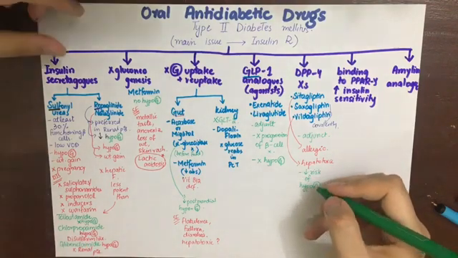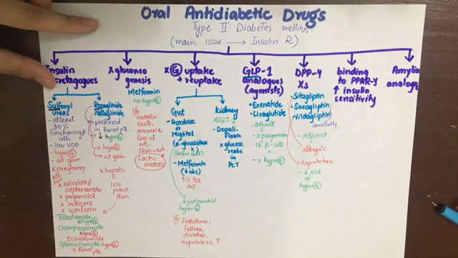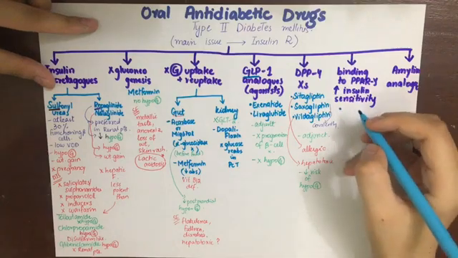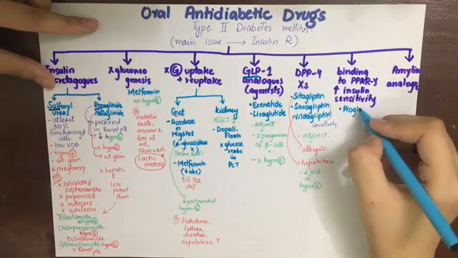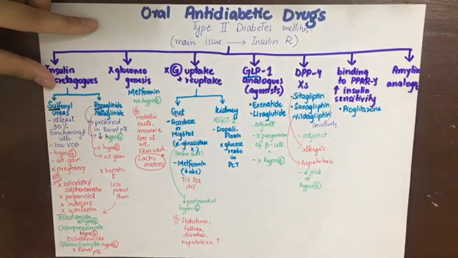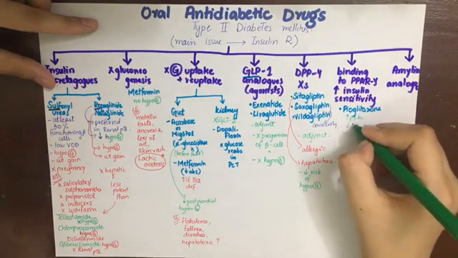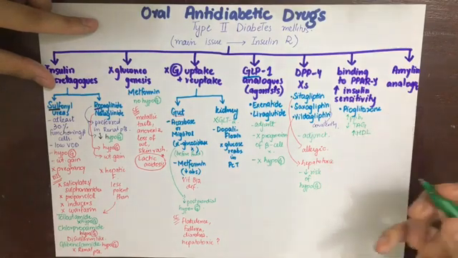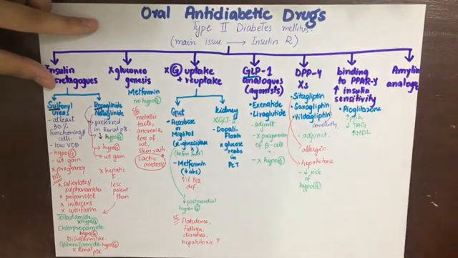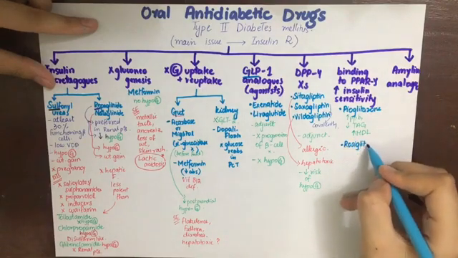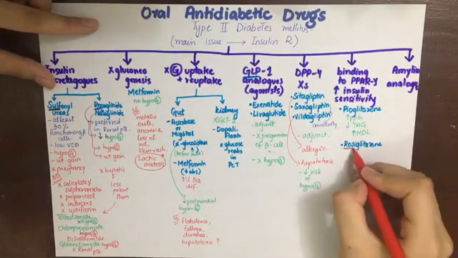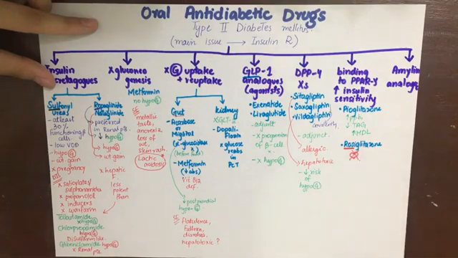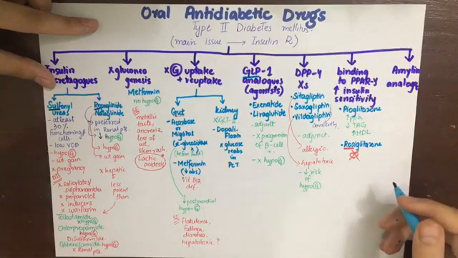Next are the drugs that bind to PPAR gamma and increase insulin sensitivity. They are primarily pioglitazone, which has increased plasma protein binding, and it has another special property that it decreases serum triglycerides and also increases HDL. The next is rosiglitazone, and they are actually thiazolidinediones collectively.